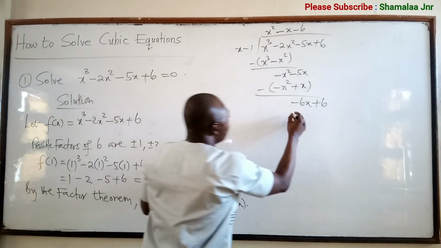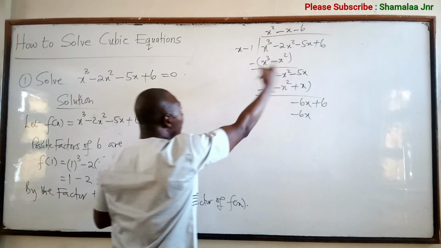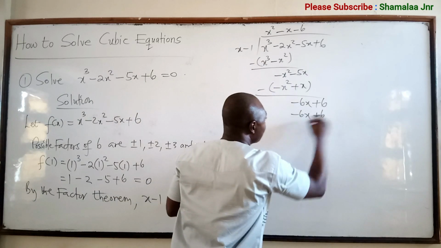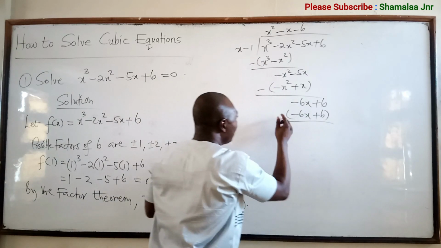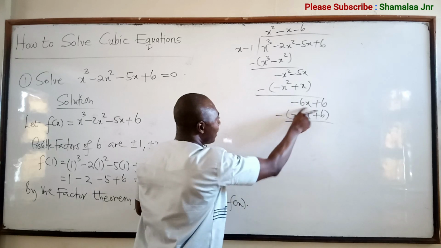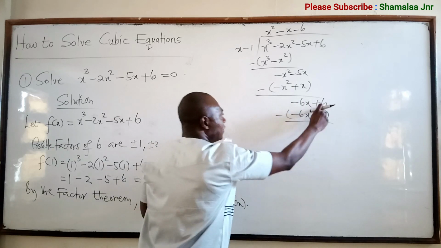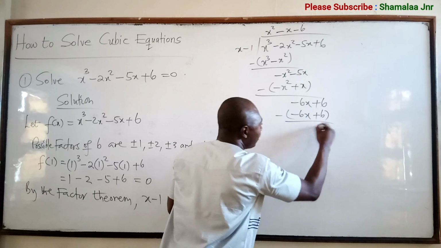Negative 6 times x is negative 6x. Negative 6 times negative 1 is positive 6. And again, we are subtracting this one from this. Negative 6x minus 6x is 0. 6 minus plus 6 is 0.